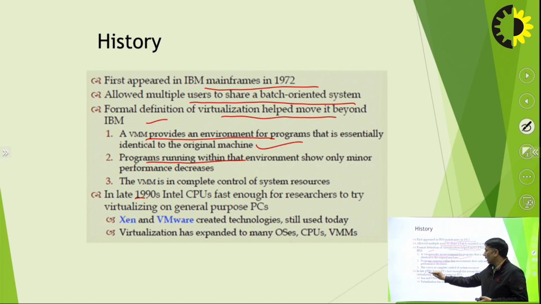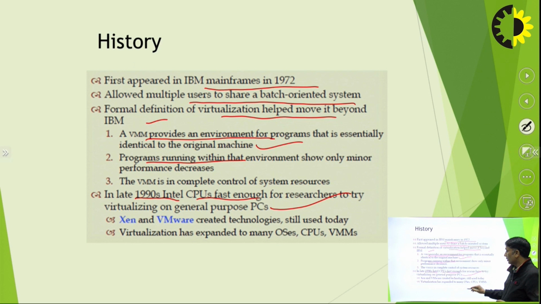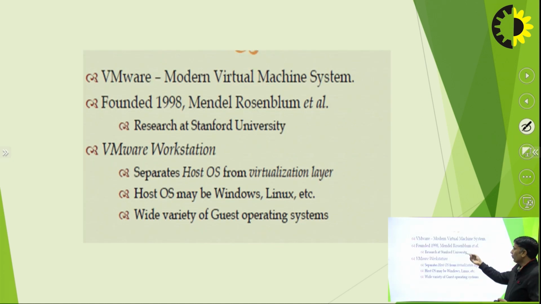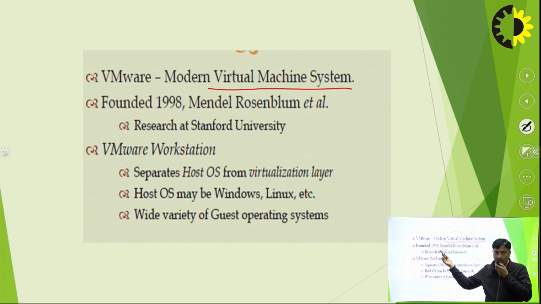Then in the late 1990s, Intel CPUs were fast enough for researchers to try virtualizing on general-purpose PCs. In the 1990s, Xen and VMware attracted different consumers and customers for virtualization. Virtualization has expanded to many operating systems, CPUs and VMs. VMware is a modern virtual machine system, and most cloud computing vendors and developers use VMware for virtualization purposes.